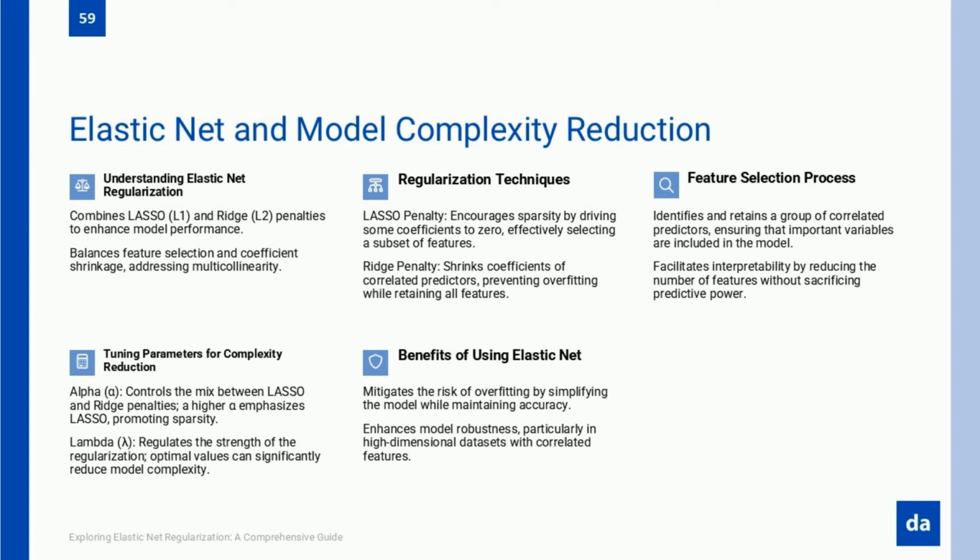Another advantage is that Elastic Net groups correlated features together, instead of arbitrarily selecting just one like Lasso does. This means that if two or more features contain similar information, they will either be kept together or jointly reduced, ensuring that no critical information is lost. This makes the model more robust and interpretable, especially in high-dimensional datasets like genomics, finance, and marketing analytics.